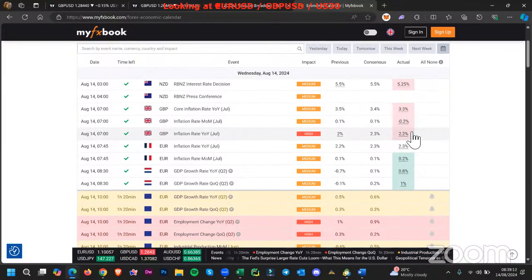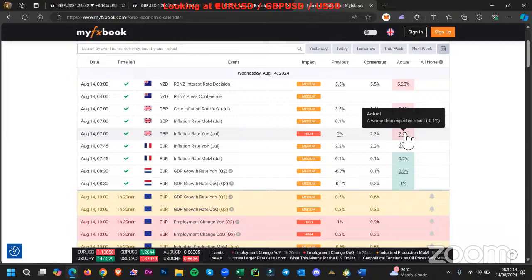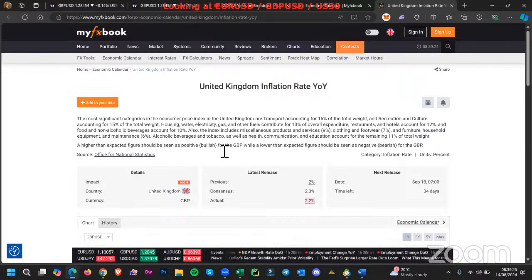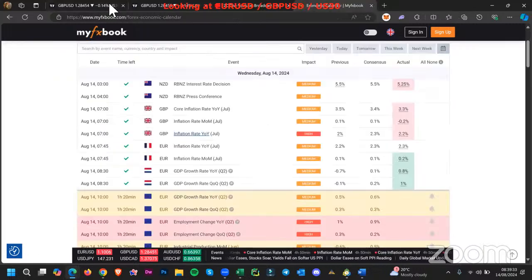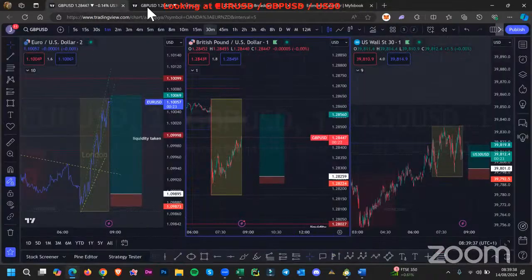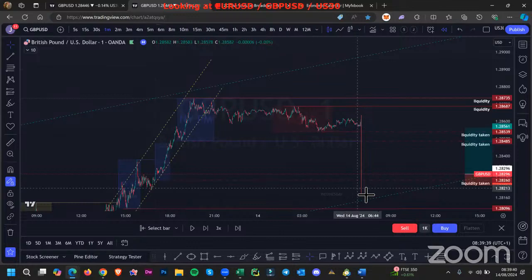Okay, so it's a worse than expected result at 2.2%. They thought it was going to be 2.3. We came in at 2.2. A higher than expected figure should be seen as bullish for GBP, while a lower than expected figure, which is what happened, was bearish for the GBPUSD. Maybe that's what led to that weakening of the British pound, and this market absolutely falling to hell this morning. But when it did that, have a look how the market is trading within our range still.